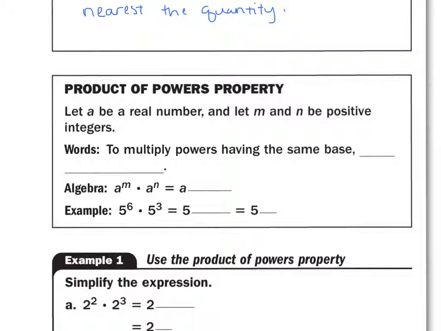Our first box is the product of powers property. We're going to let A be a real number and M and N be positive integers. In words, we say to multiply powers having the same base, add the exponents.